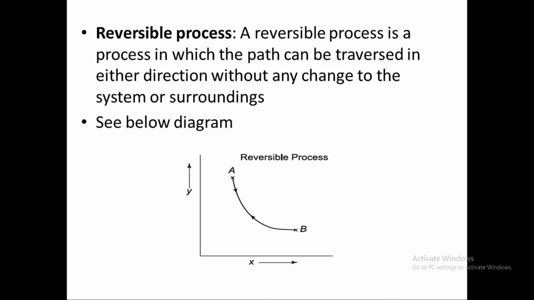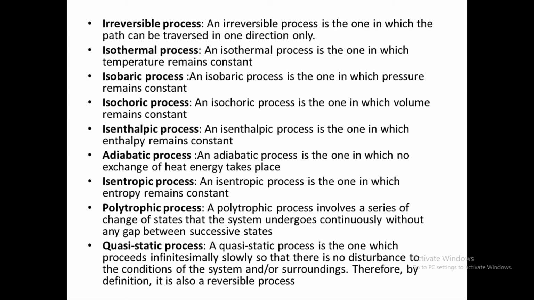Reversible process. A reversible process is a process in which the path can be traversed in either direction without any change to the system or surroundings. That means the initial process and the final process can be reversed. That is called a reversible process. Irreversible process. An irreversible process is the one in which the path can be traversed in one direction only. So you cannot come back to the initial position.